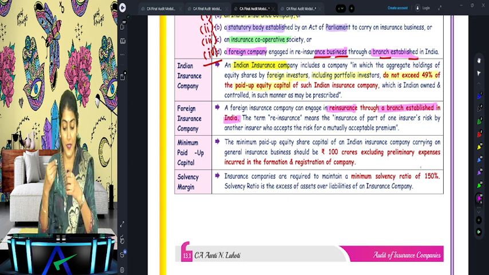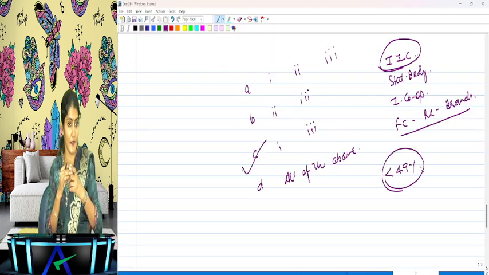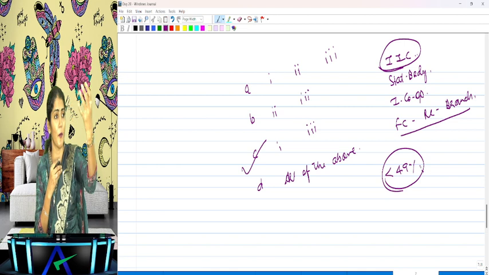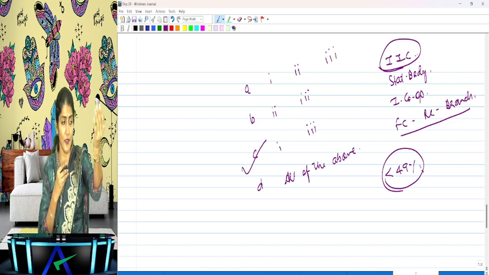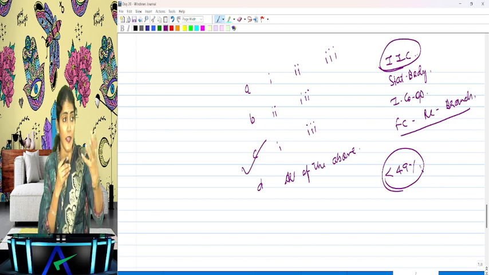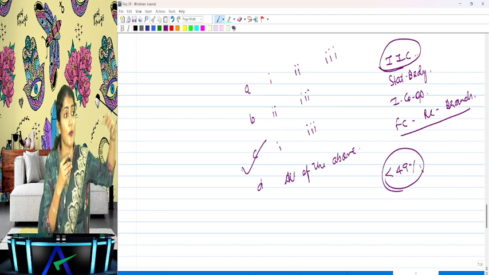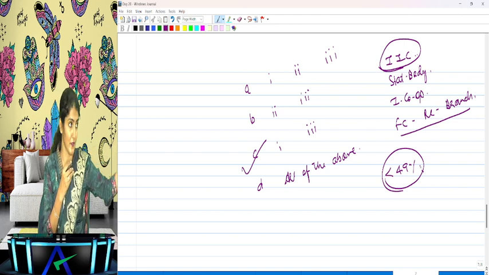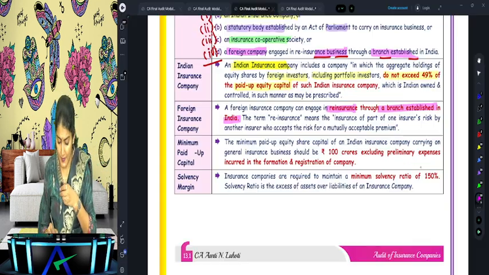And what do you mean by reinsurance? Okay, say I am an insurance company and you are the policy holders. I have issued the policies to you, right? So you are the insured and I am the insurer. And whatever insurance cover I gave to you, I got it reinsured from another insurance company. So that is the concept of reinsurance, right?